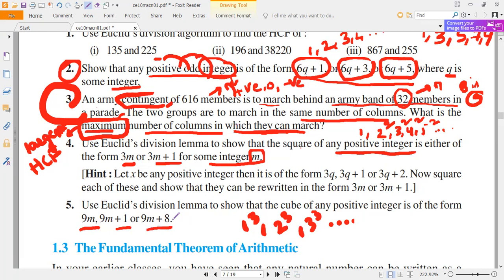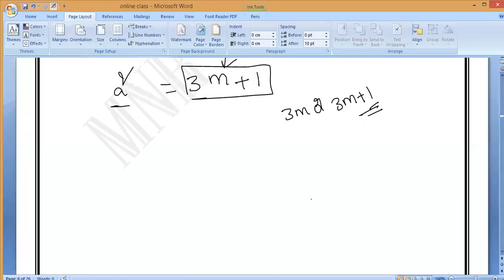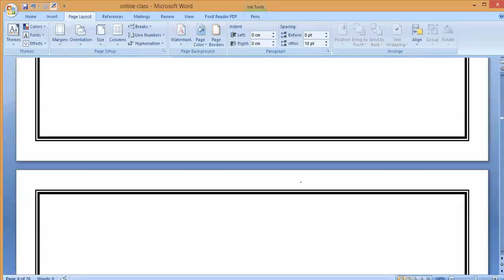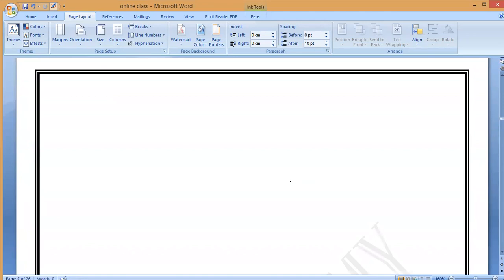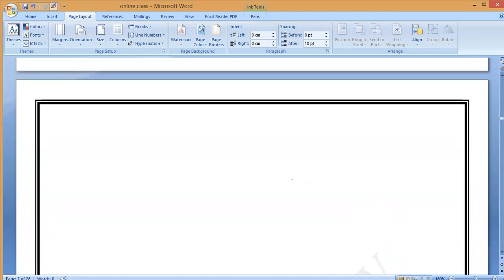Use Euclid division algorithm. But here up to 9, how can we do, ma'am? Wait, we can take. See, in the previous question, the range was between 0 to 3, correct? True.